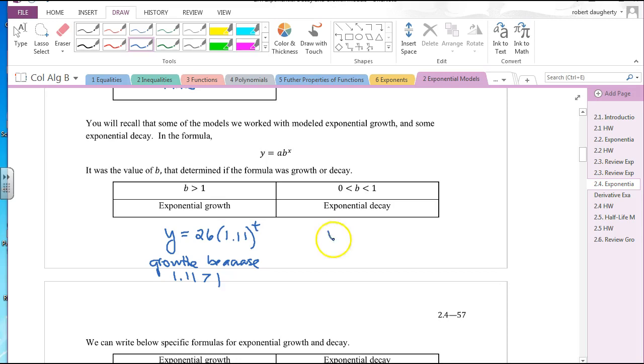Exponential decay would be something like this. y equals 26 times 0.7 to the t. That's exponential decay because I'm taking 0.7 times 0.7, so it's fraction times fraction times fraction. This is exponential decay. So it all has to do with that number that you're raising the exponent to. If it's greater than 1, then you have exponential growth. If it's a fraction between 0 and 1, then you have exponential decay.